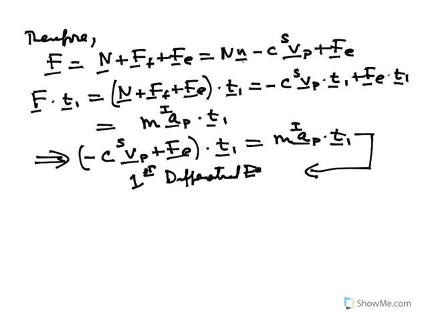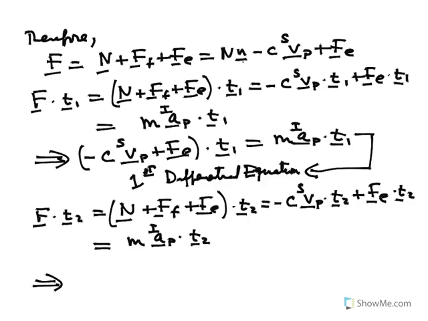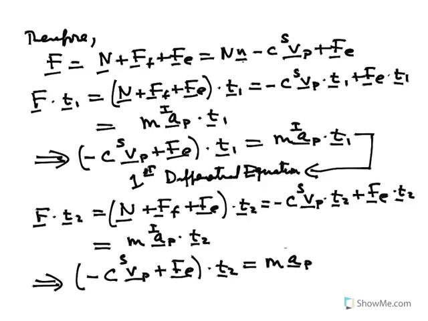Now in this case there are two differential equations because we're dealing with a surface, as we said at the beginning. So we also have to do the T2 component. So the T2 component gives me F dotted with T2, which is equal to N plus F sub F plus F sub E dotted with T2, which is equal to minus c times the velocity as viewed by an observer fixed to the surface dotted with T2 plus F sub E dotted with T2. And that has to equal the mass times the inertial acceleration dotted with T2, from which we actually get the second differential equation, which is minus c times the velocity as viewed by an observer fixed in S plus F sub E dotted with T2 is equal to the mass times the inertial acceleration dotted with T2. And this is the second differential equation.